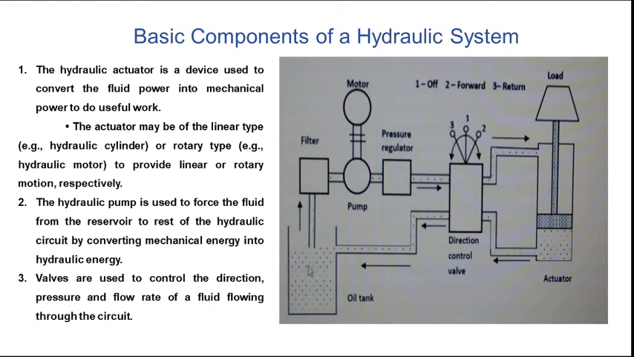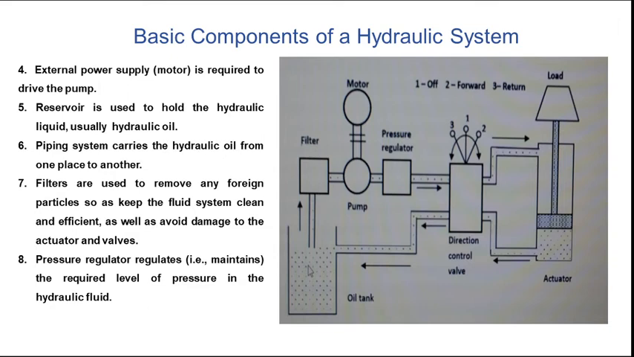Valves are used to control the direction, pressure and flow rate of fluid flowing through the circuit. External power supply is required to drive the pump. Reservoir is used to hold the hydraulic liquid, usually hydraulic oil. Piping system carries the hydraulic oil from one place to another. Filters are used to remove any foreign particles so as to keep the fluid system clean and efficient, as well as to avoid the damage to the actuator and the valves. Pressure regulator regulates or maintains the required level of pressure in the hydraulic fluid.